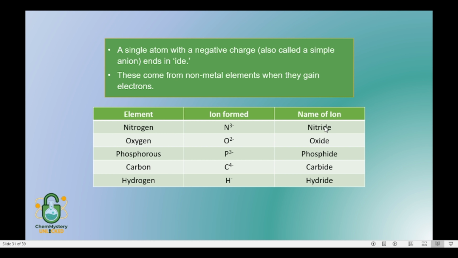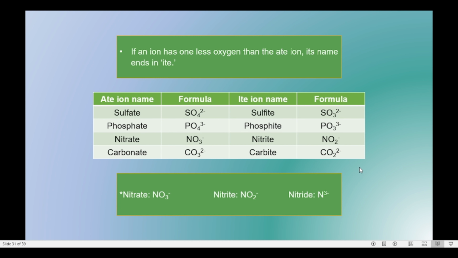Now let's move on to this: if an ion has one less oxygen than the ate ion, its name ends in ite. Okay, what does this mean? Look at this ate ion name. It is sulfate. The first one is sulfate. So the formula is SO4 2 minus. Now if one oxygen is removed, it becomes sulfite. Just ate gets removed and replaced with ite. Okay, it becomes SO3 2 minus.